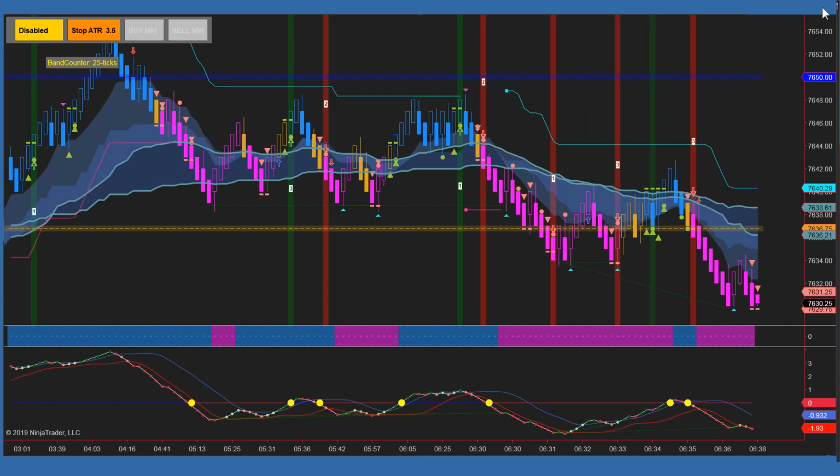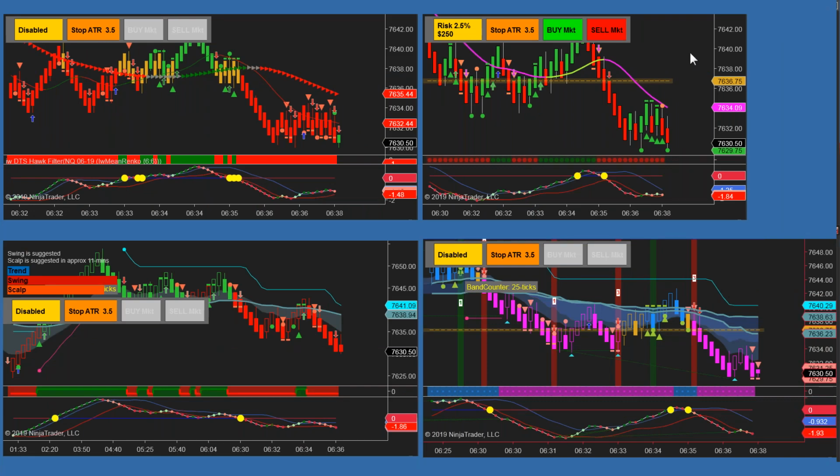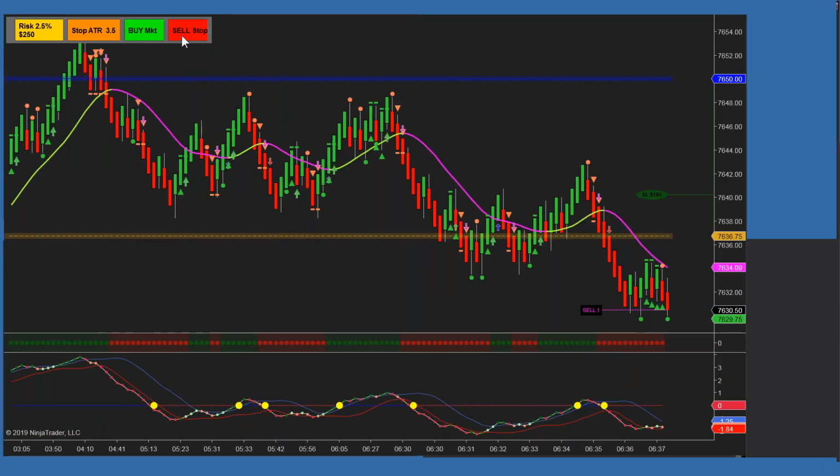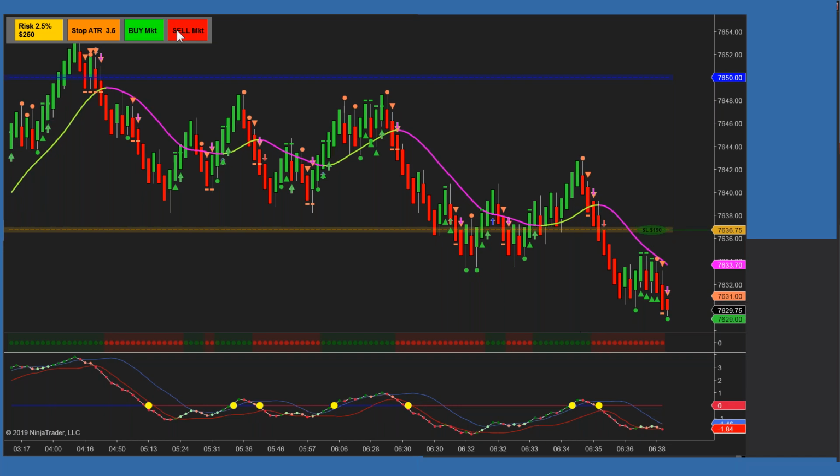Okay, now the follow-up signal. I probably got a Falcon signal. Oh no, not yet. It's coming though. All right, so let's take a look at the possible Falcon signal that's going to print. There it is.